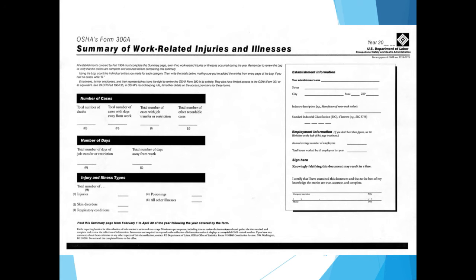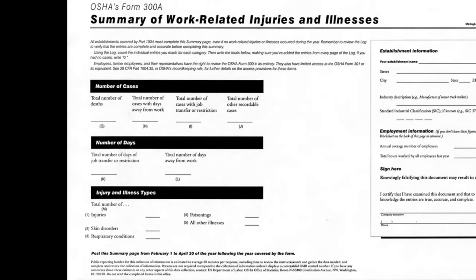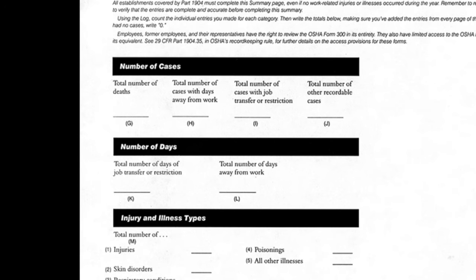Now at the end of the year, you have to post this, and this is just a physical transformation of just the numbers from that 300 log. So in that 300 log where you did your tally, that section G tally goes in that G spot here. H tallies for H, I goes for I, and J goes for J, obviously. And then the number of days you put down there, and then the M, the total number of those M1 cases, M2 cases, 3, 4, and 5. So the total number of those.